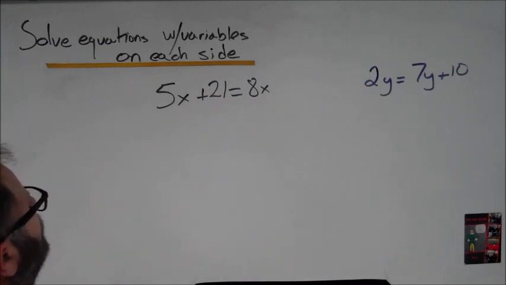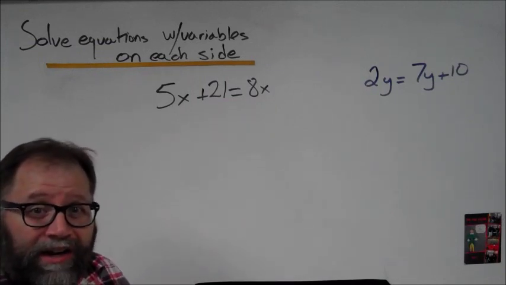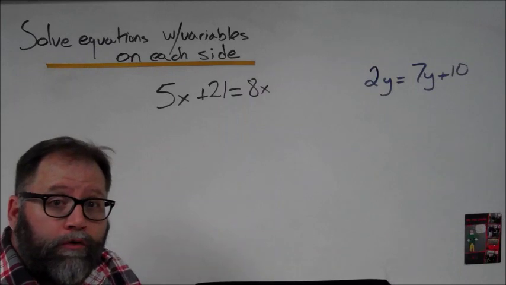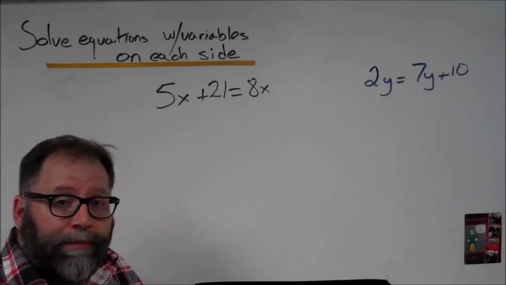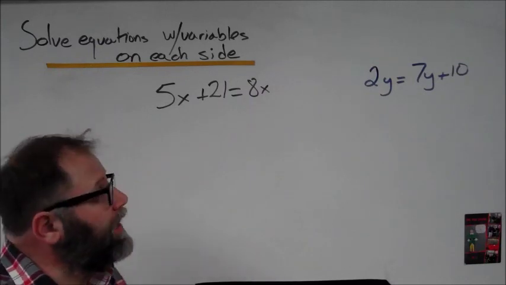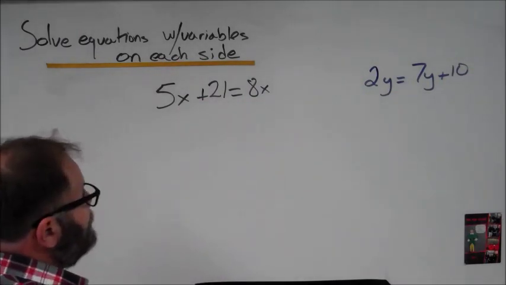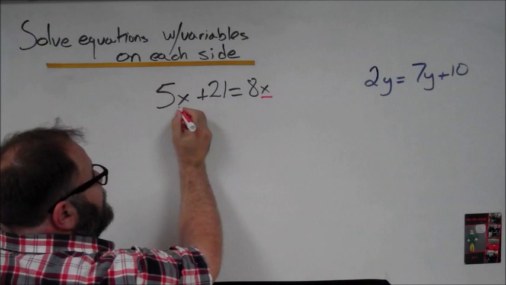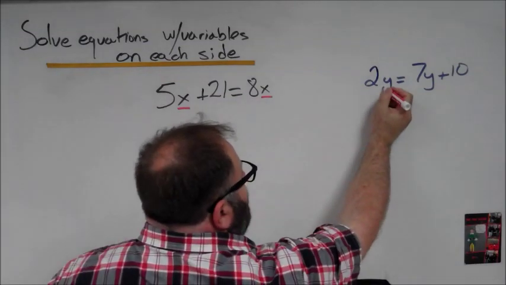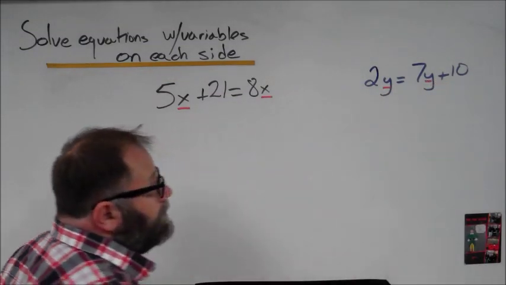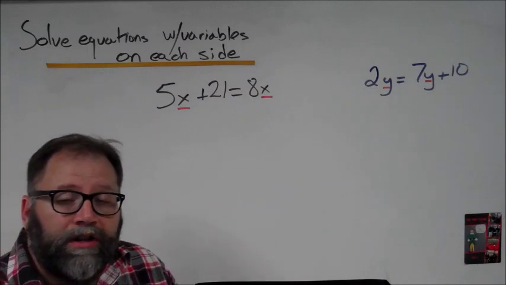Solve equations with variables on each side. Okay, we have moved beyond the two-step equation that we mastered in 7th grade. Now we're looking at equations where we have a variable on each side. So I've got an x there and an x there. Over here I've got a y there and a y there. So we've got to take care of that. So let's start with this.